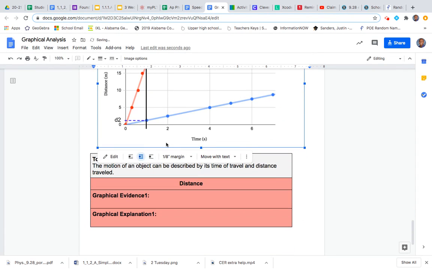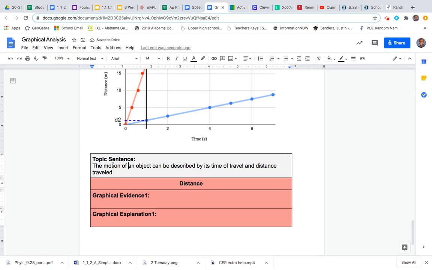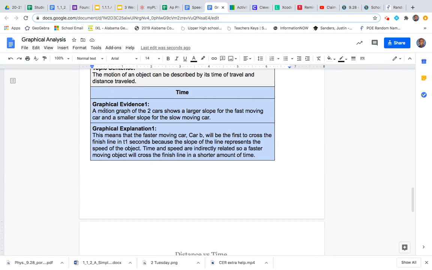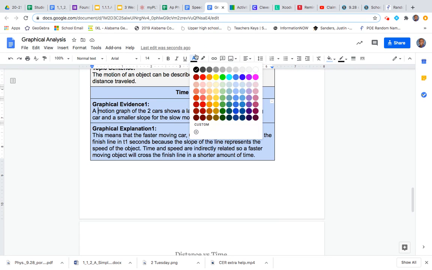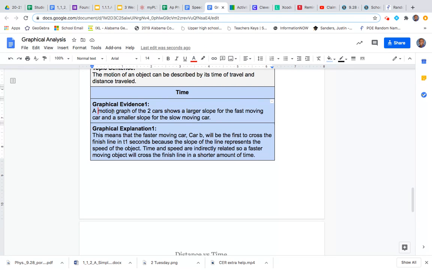One other thing, when we said something about a motion graph in the evidence, I need you to add here, guys, that this is a distance time or dt motion graph, because we can have any type of motion graph. We need to specify that this is a distance time graph or dt graph.